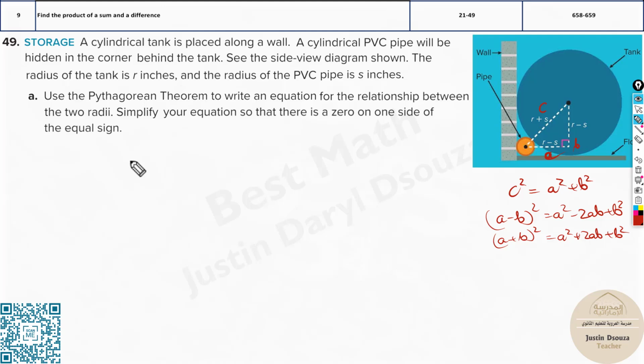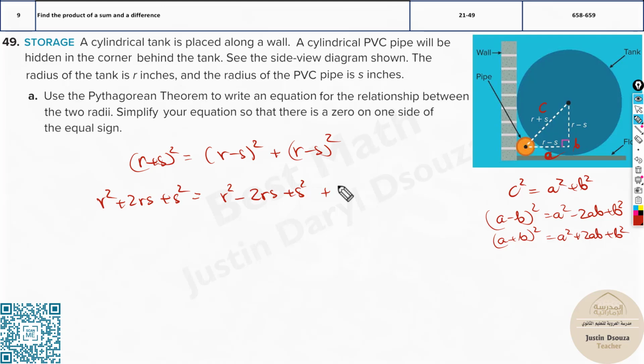Now let's write all the substitution. From the Pythagoras theorem, I can write r plus s the whole squared will be equal to r minus s the whole squared plus r minus s the whole squared. So basically I have to apply the identity over here. That's it. It's r squared plus 2 times rs plus s squared. That will be equal to r squared minus 2 times rs plus s squared, plus again r squared minus 2 times rs plus s squared. This is the same identity.